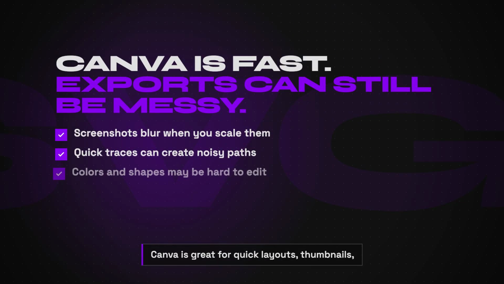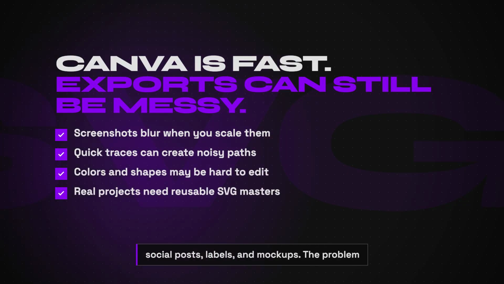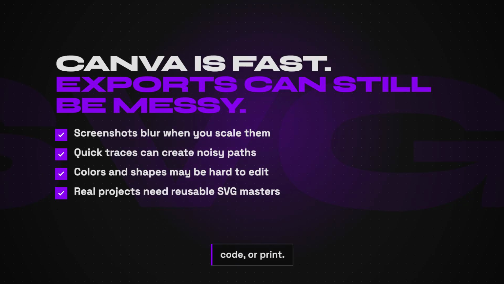Canva is great for quick layouts, thumbnails, social posts, labels, and mockups. The problem starts when a Canva design needs to become a real vector asset. A screenshot gets blurry, a quick trace gets noisy, and an exported file can still be painful to use in Figma, Illustrator, Cricut, code, or print.